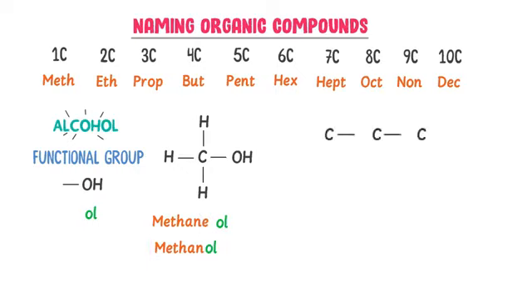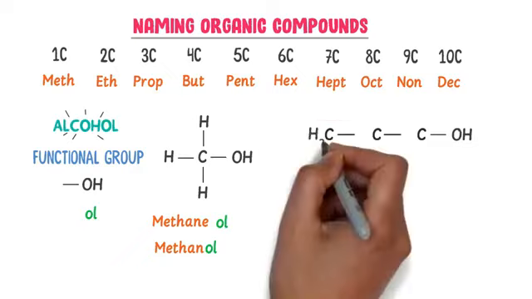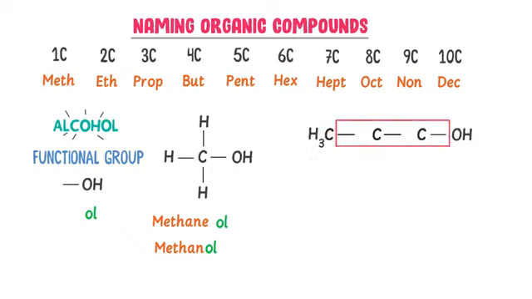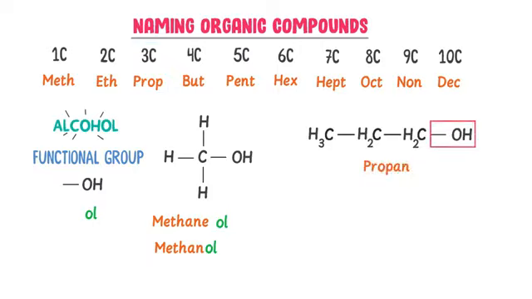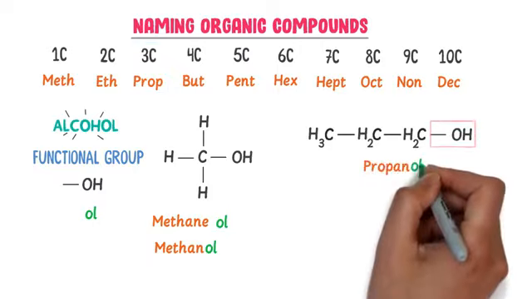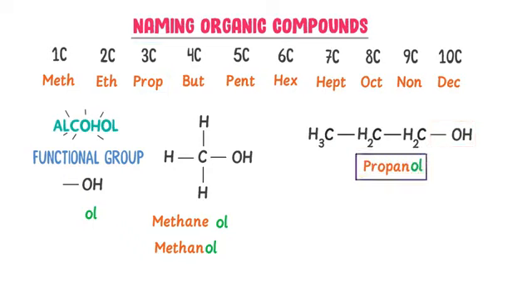Secondly, consider 3 carbon atoms and an OH functional group bonded to it. So this is a molecule of alcohol. This carbon has formed one bond, write H3. This carbon and this carbon have formed 2 bonds each, write H2 and H2. There are 3 carbon atoms present in it, so I write propane. Also there is an OH group, so I write "ol". So I get propanol, which is alcohol.